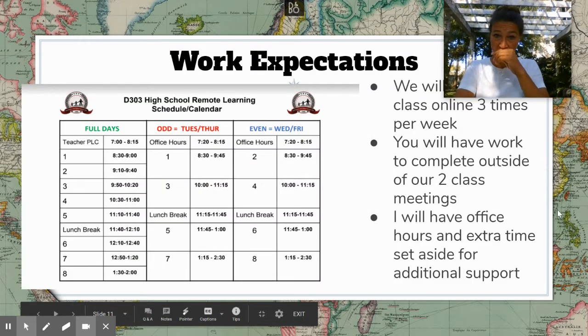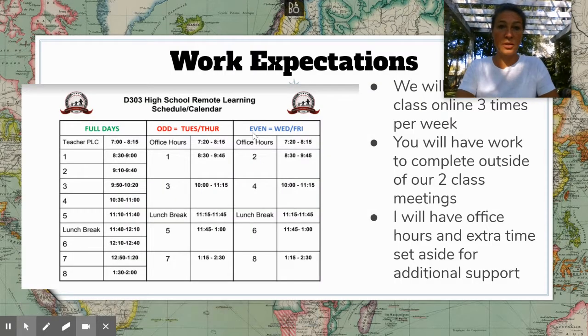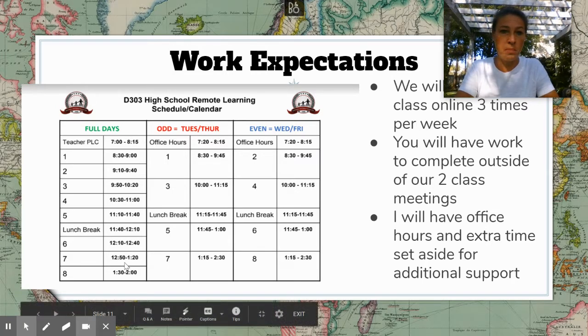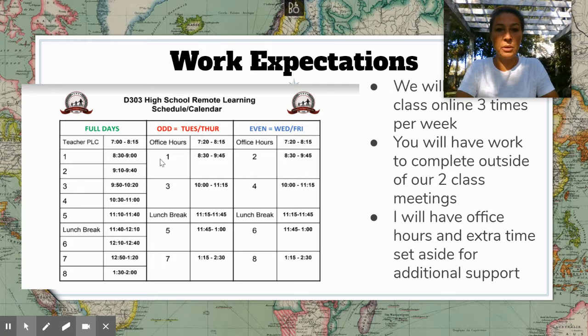Okay, work expectations. We're going to meet three days. Again, I kind of mentioned this. We all meet first and second periods. We'll all meet on Monday. And then I meet with first hour on Tuesdays and Thursdays at 8:30 to 9:45, and even hour, so period 2, on Wednesday and Friday. I'll meet with you 8:30 to 9:45. And then, of course, you have your office hours Tuesdays through Thursday. And I'm going to set additional time aside for you because we may need to review and so on and so forth.